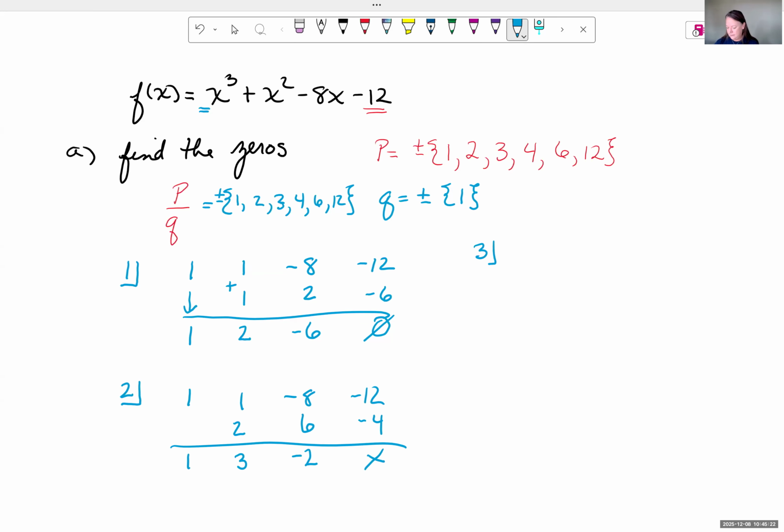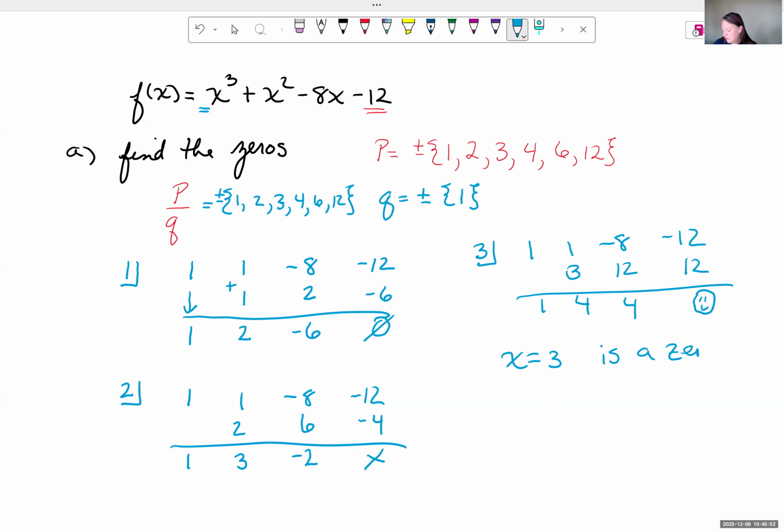So now I go to 3, 1, 1, -8, -12. Bring down the first number 1. 3 times 1 is 3, 1 plus 3 is 4, 3 times 4 is 12, -8 plus 12 is 4. 3 times 4 is 12. And I'm happy because I got a 0 there. So this tells me x equals 3 is a 0. The next part of the question is wanting us to rewrite this as a product of factors. So my factor is just subtract 3 on both sides. X minus 3 is the factor.